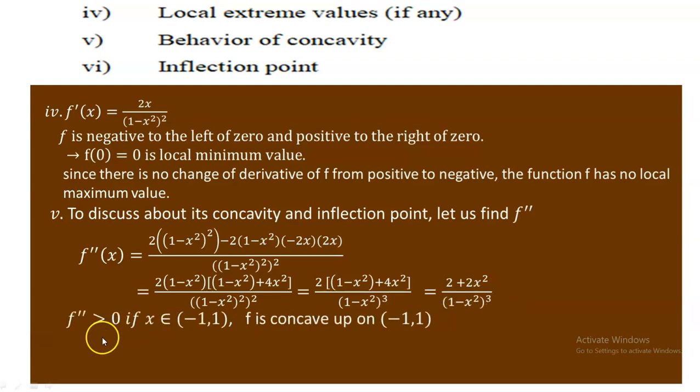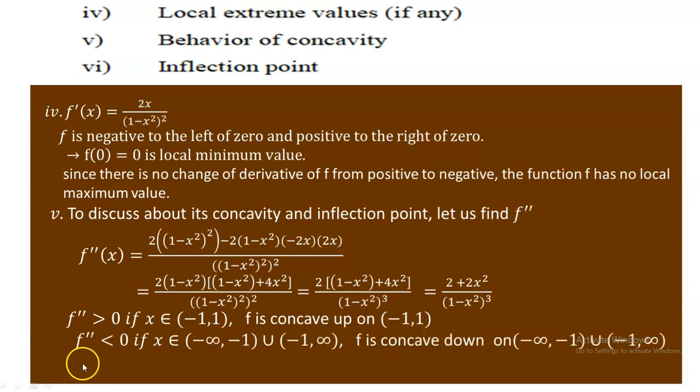So, as you see, the second derivative comes positive if x is within the interval minus 1 to 1. Look, it's always positive, guys. So if you are taking different values within the interval minus 1 to 1, this turns out to be positive. So clearly, the graph is concave up. Okay, concave up for this particular interval minus 1 to 1.